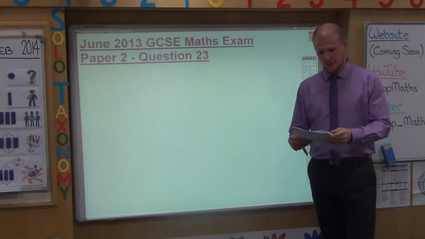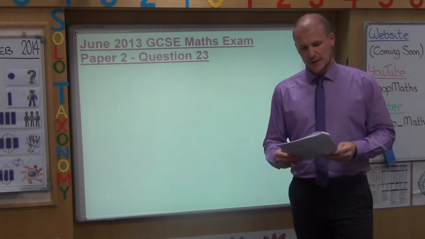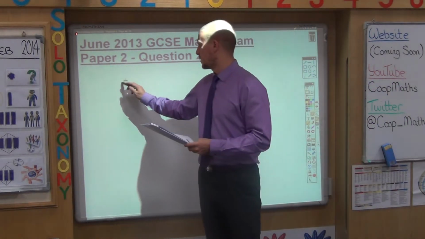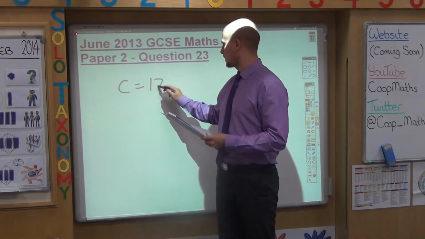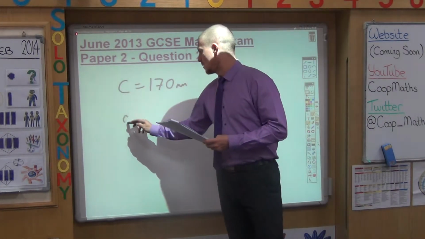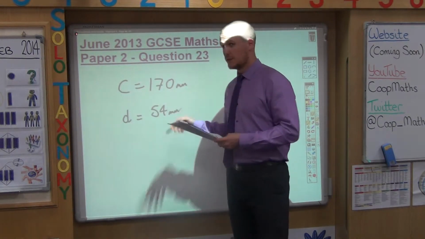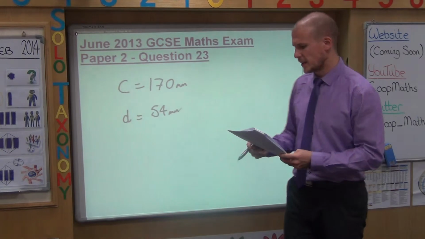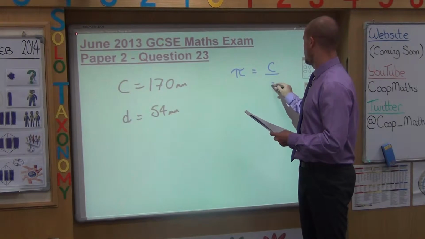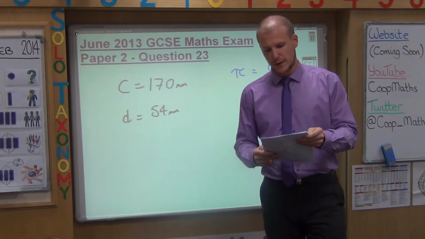Paper 2, question 23. Dan does an experiment to find the value of pi. He measures the circumference and the diameter of a circle. He measures the circumference, C, as being 170 millimeters to the nearest millimeter, and he measures the diameter, D, as being 54 millimeters to the nearest millimeter. Dan uses pi equals C over D to find the value of pi. Calculate the upper bound and the lower bound for Dan's value of pi.